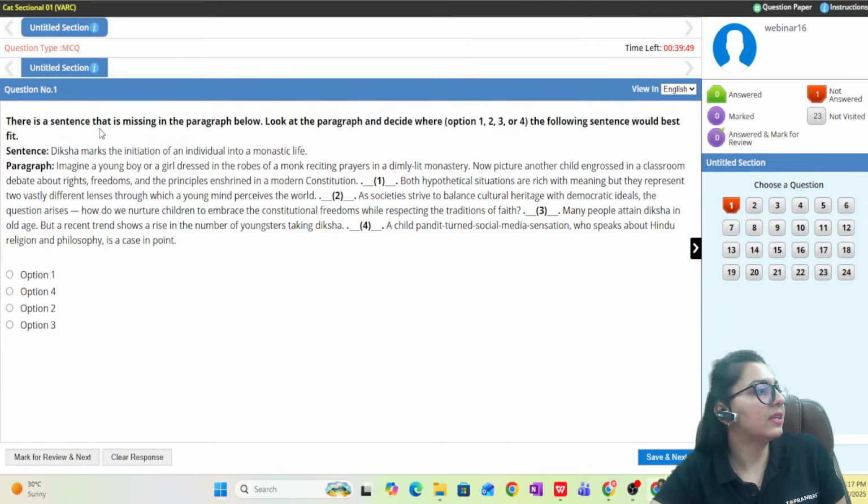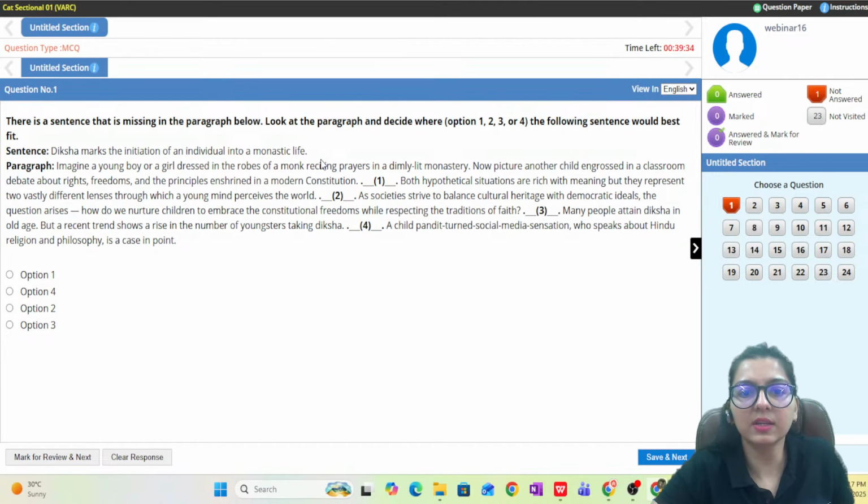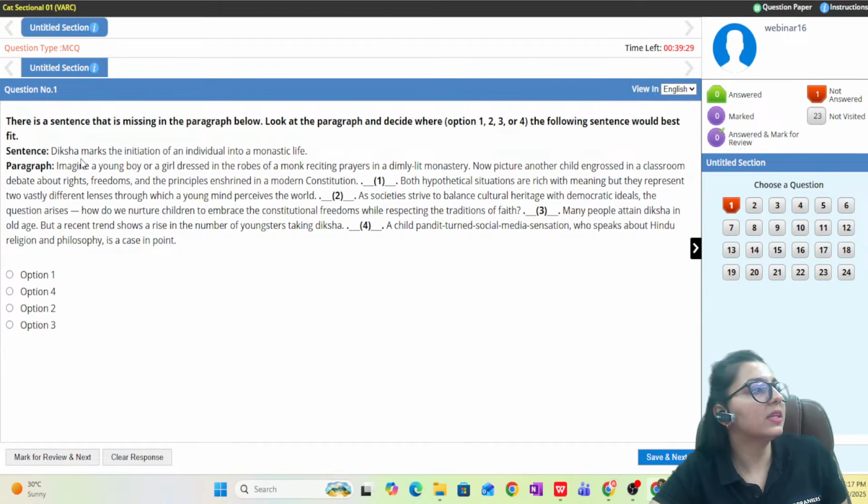Now, it says there is a sentence that is missing in the paragraph below. Look at the paragraph and decide whether option 1, 2, or 3, the following sentence would best fit. So, Diksha marks the initiation of an individual into a monastic life. Okay, so we will possibly have to see which of the following. Now, the moment I say Diksha marks the initiation, I know that it needs to be a starter for my consumption. Let's go. Imagine a young boy and a girl dressed in the robes of a monk reciting prayers in a dimly lit monastery. Now, picture another child engrossed in a classroom debate about rights, freedom, and the principles enshrined in the modern constitution.